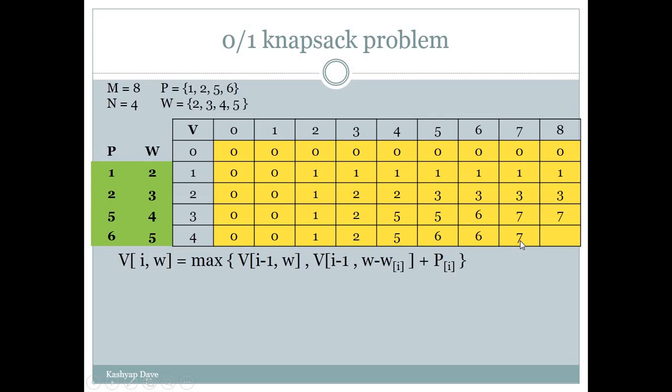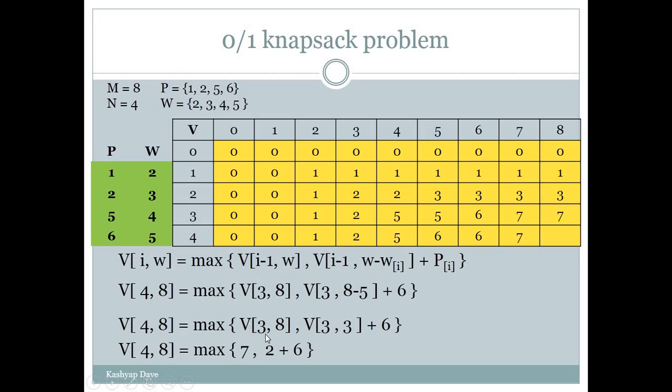Now for the last place, at this place 4 8, our equation will be max of v 3 8. Our 3 8 is 7, and v 3 8 minus 5 is 3 3, and our value there is 2. So now our equation will become the maximum of 7 and 2 plus 6, which means 8. So the maximum of 7 and 8 will be 8. So at the place 4 8 we will write 8 here.